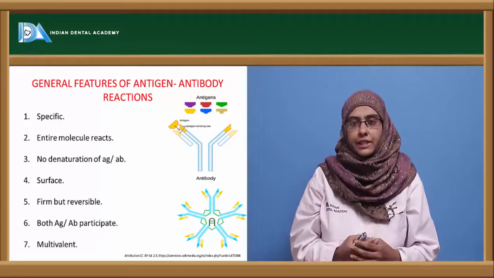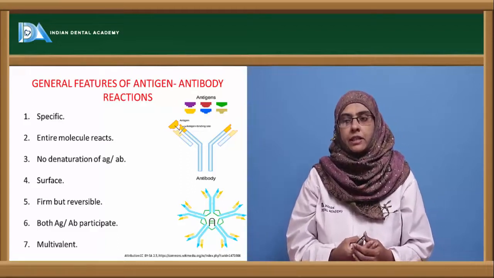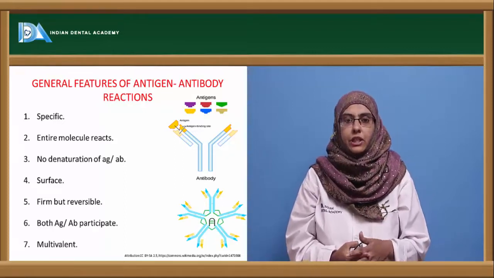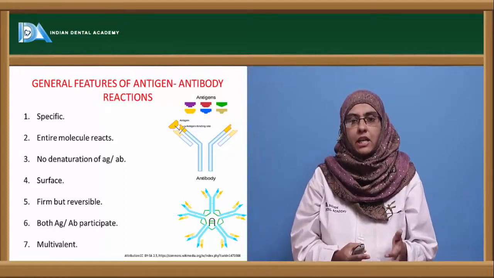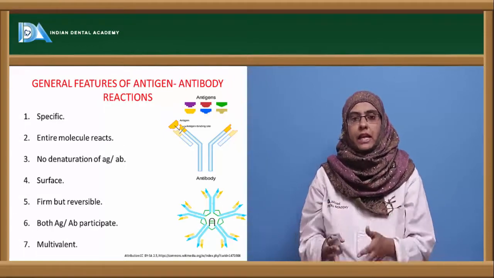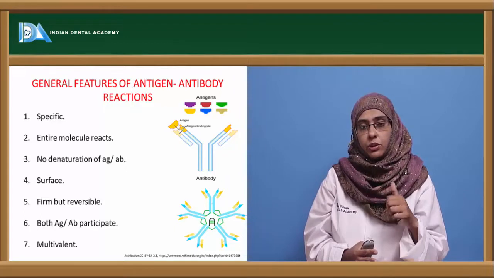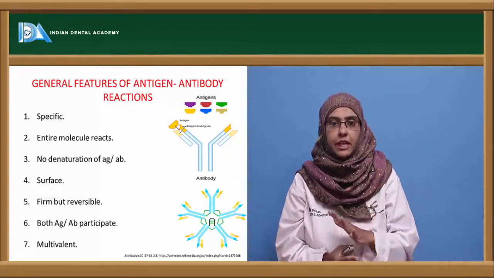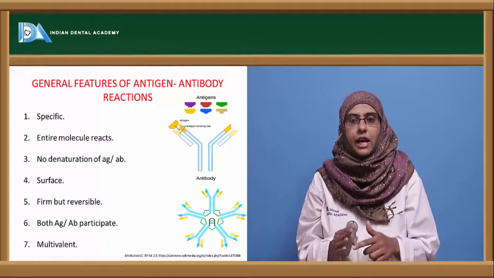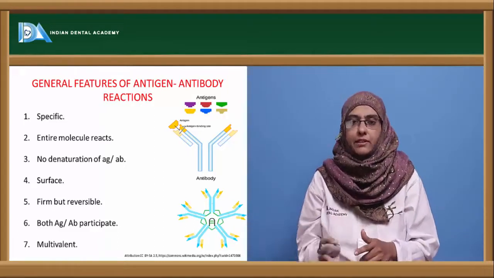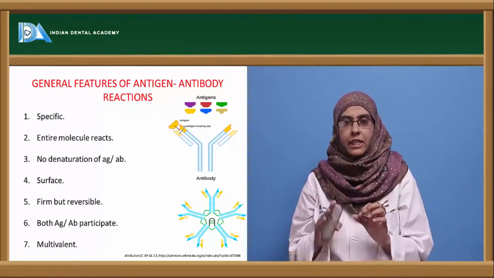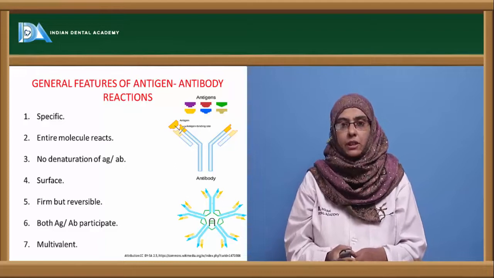Now in the case of antigen-antibody reactions, both antigen and antibody usually participate. It is not only antigen alone or antibody alone that interacts. It is both the antigen and antibody. And in order to show the reaction between antigen and antibody, the antigen has to be a multivalent antigen and the antibody should be a bivalent to multivalent antibody. So a single determinant antigen and a single antibody cannot form the antigen-antibody interaction.